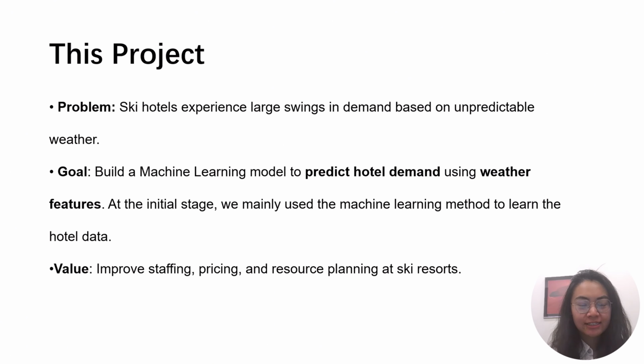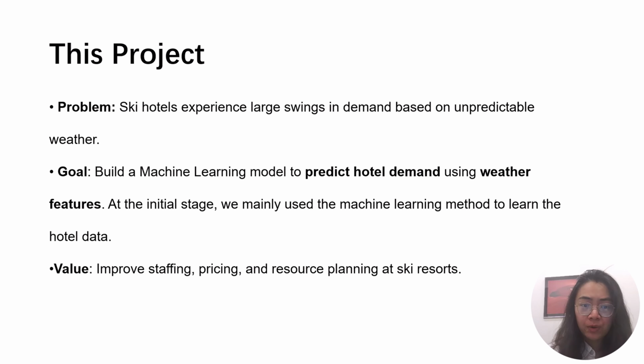So for this project, we are going to solve a problem that, like I just mentioned, ski hotels experience large swings in demand based on unpredictable weather information. For the weather forecast, when consumers book the hotel, they may see the forecast for 30 days or 50 days out. But when the days come sooner, the forecast will be more precise, and that may influence the consumer's decision on whether to cancel that hotel room or not.